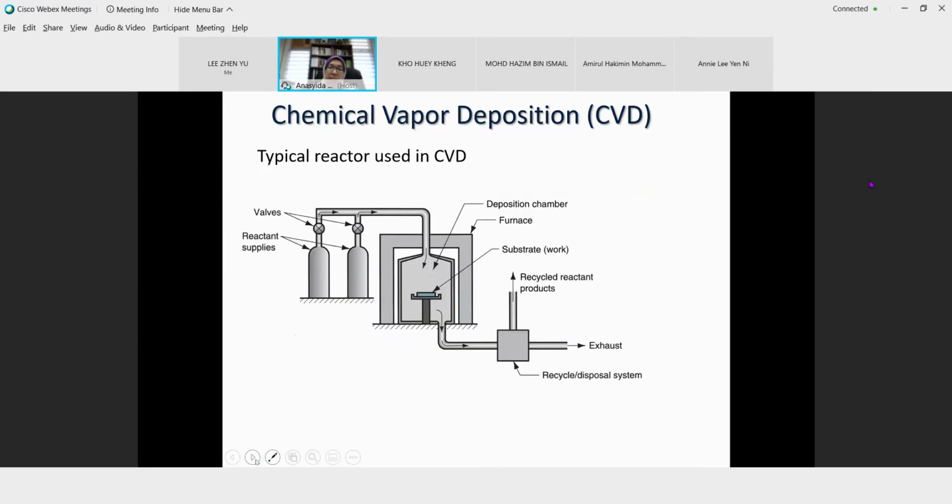All right, so this is the setup for CVD. You can see here they are supplying the gases, but in this case there is no powder. The gases will decompose and be deposited on the substrate, and there will be a nucleation process and growth of the coating on the substrate. Same goes for PVD: they will be deposited, then nucleation and growth.